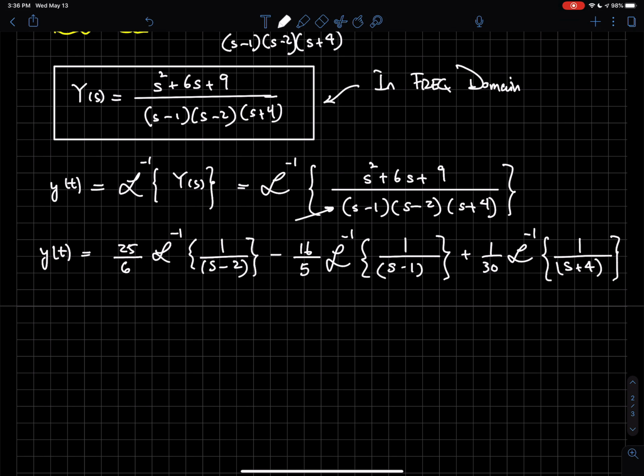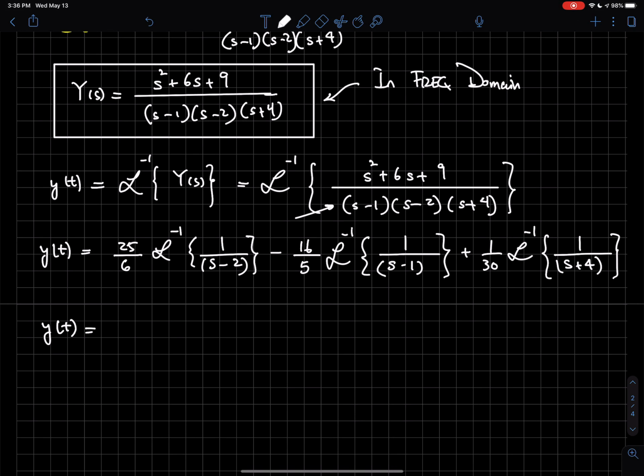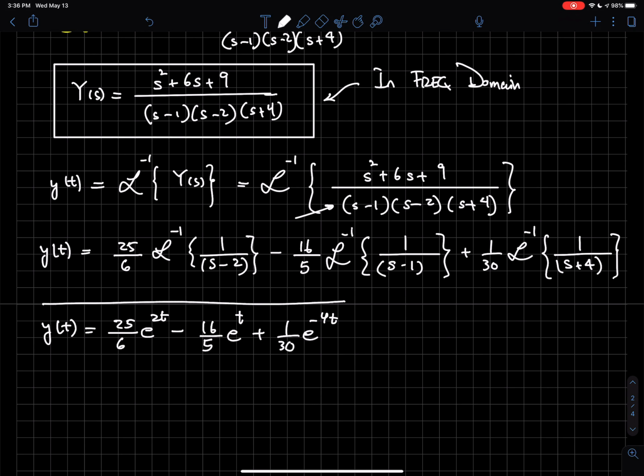So now I could easily find my solution by looking at these Laplace inverses and remembering exactly what each one is. So my solution will be 25/6 e to the 2t minus 16/5 e to the t plus 1/30th e to the minus 4t. And that will be my solution of the given differential equation in time domain.